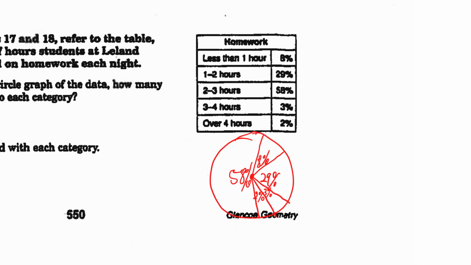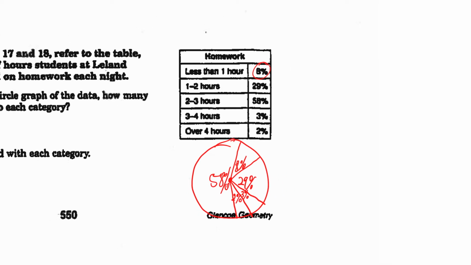So how am I going to find out how many degrees the slice is that's 8%? So remember, how many total degrees is in a circle? 360. So I want to know what is 8% of 360. So I'm going to do 360 times 0.08, which is what? 28.8. Okay, so 28.8 degrees.